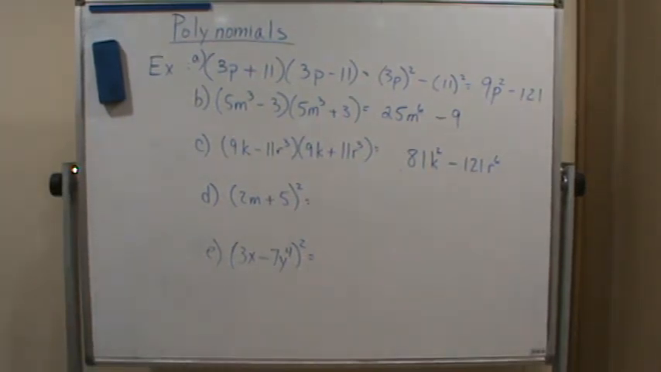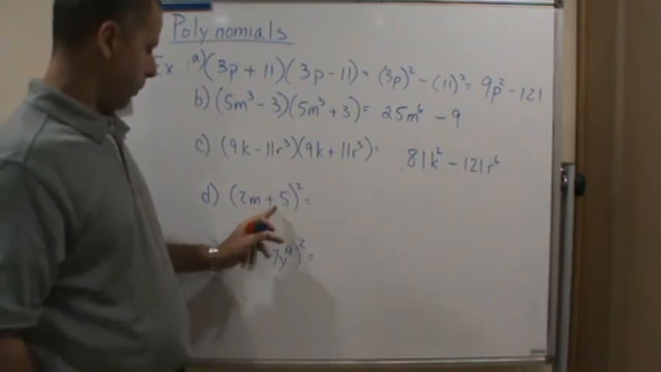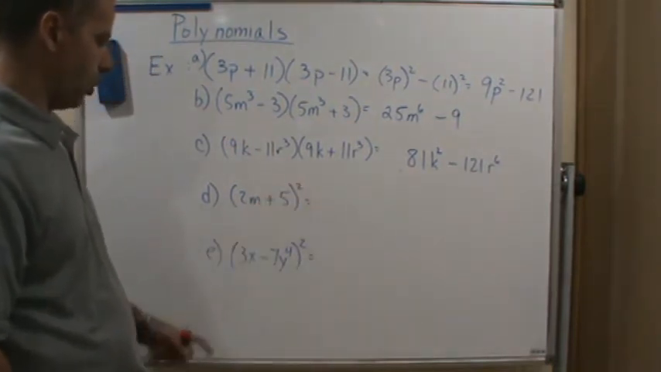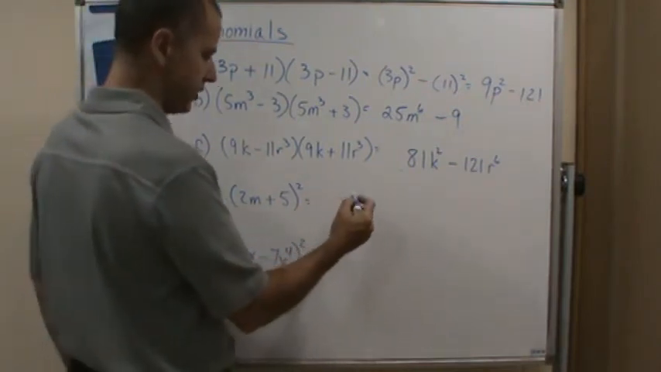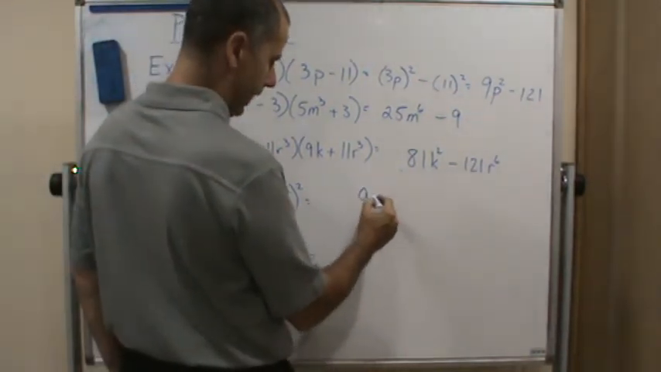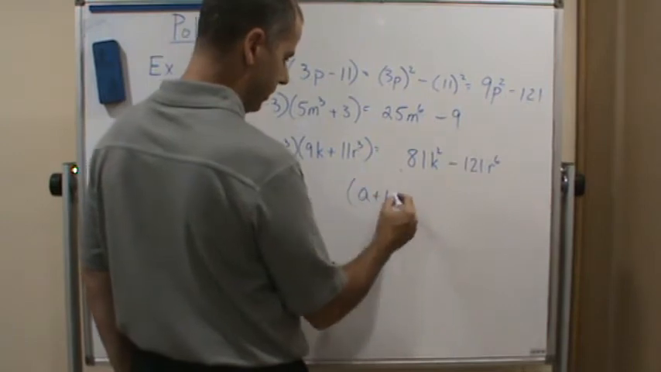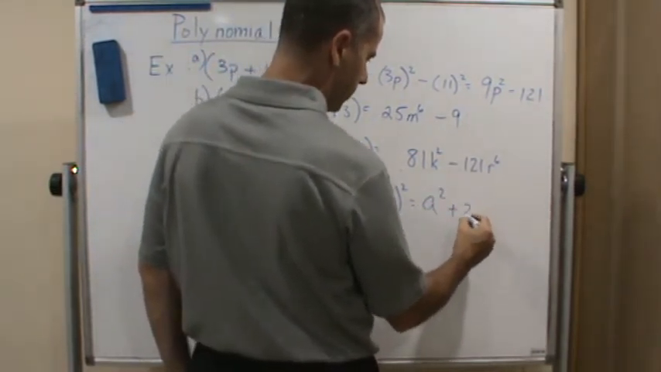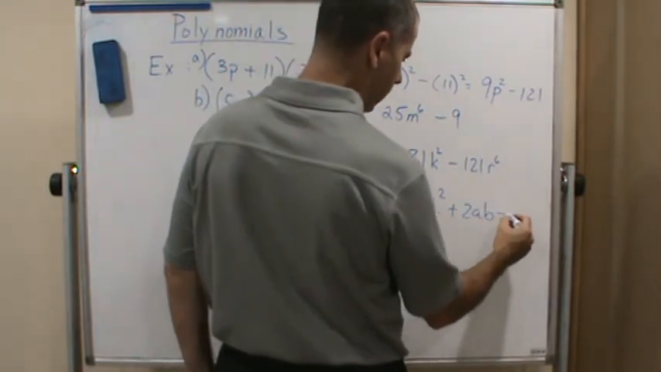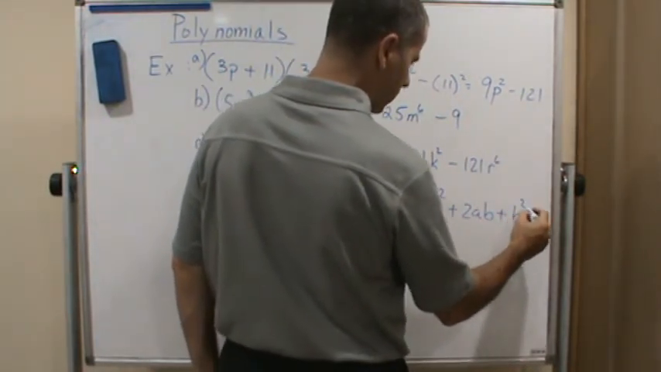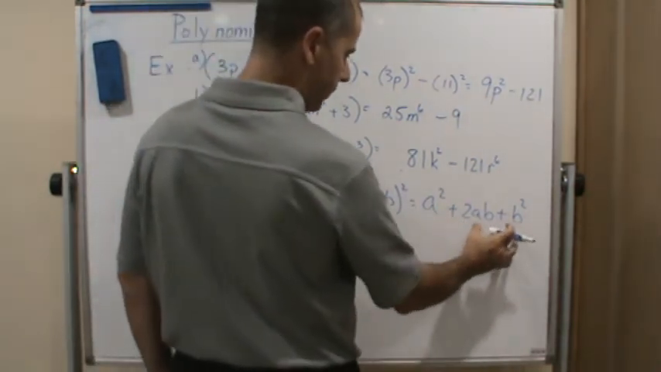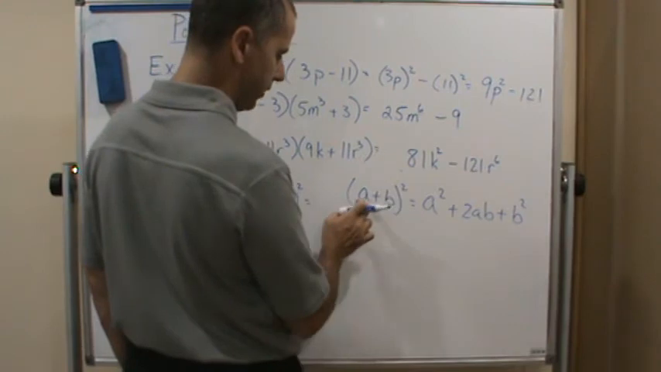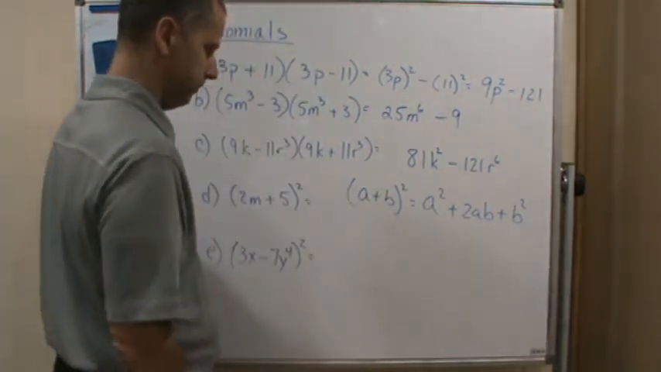Again, practice these. Now this is a perfect square. It's a binomial perfect square. So we know the pattern. Remember, it's always (a plus b) squared equals a squared plus 2ab plus b squared. So again, we're taking the middle, multiplying the two terms together, and then doubling it, okay?